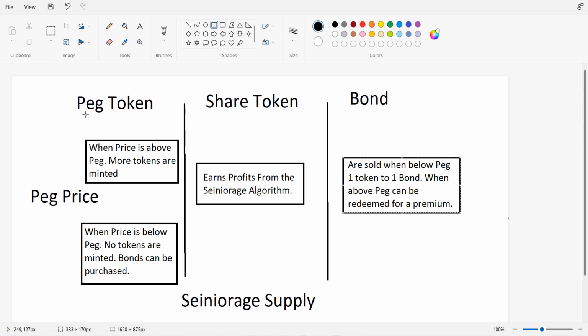Algorithmic stablecoins, again, ideally they're pegged to $1. Now, why am I talking today about algorithmic stablecoins? Two reasons. First of all, I believe this is a technology that we need, and I believe it's a technology that if people understand it, they can make a tremendous amount of profit.